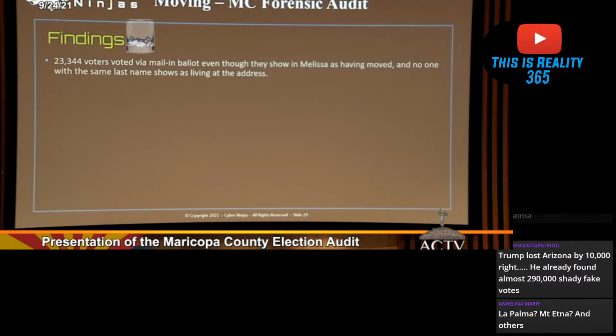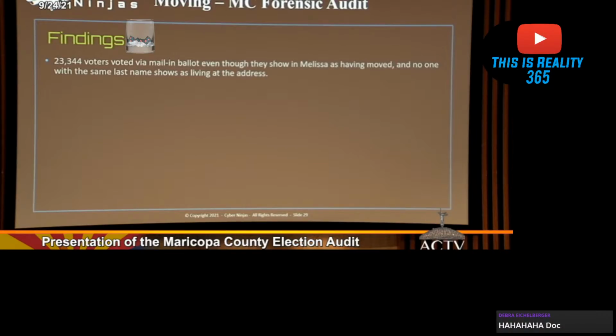And we wanted to make sure we accounted for the circumstances where a college student might have moved away from home or a family member might have moved somewhere else. So we actually eliminated all the cases where someone was still at that residence that had the same last name. That's how we came up with 23,344.